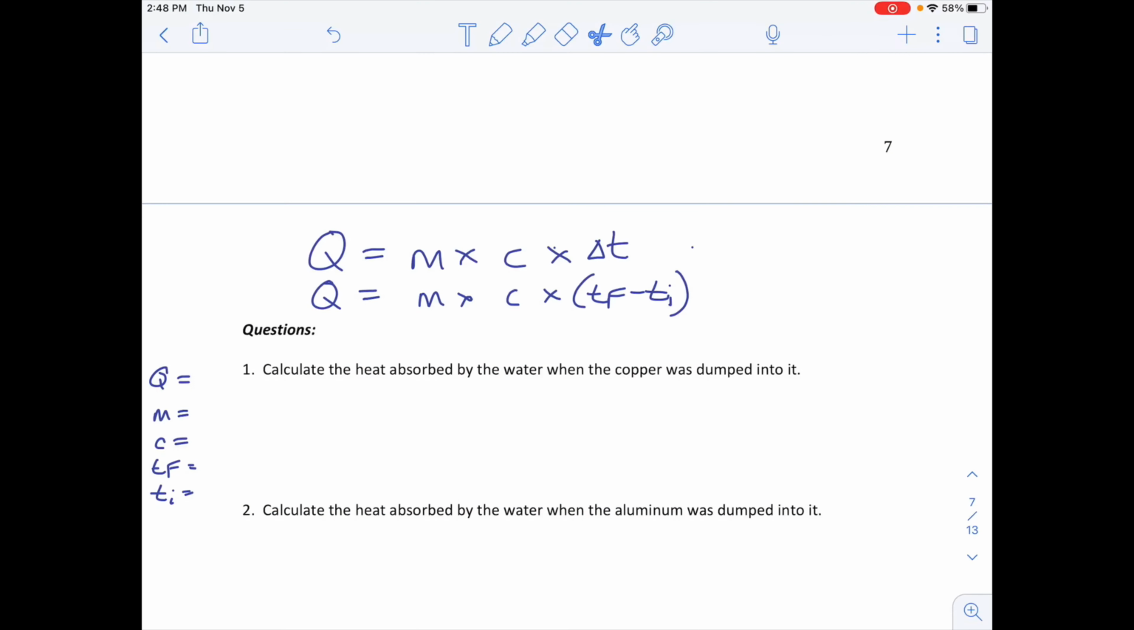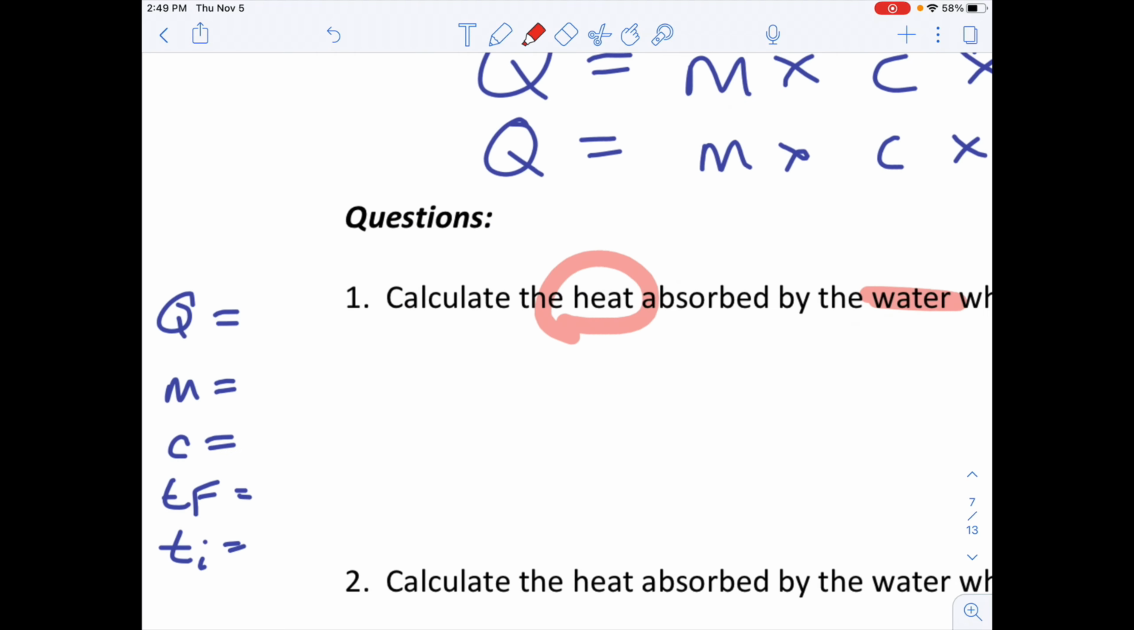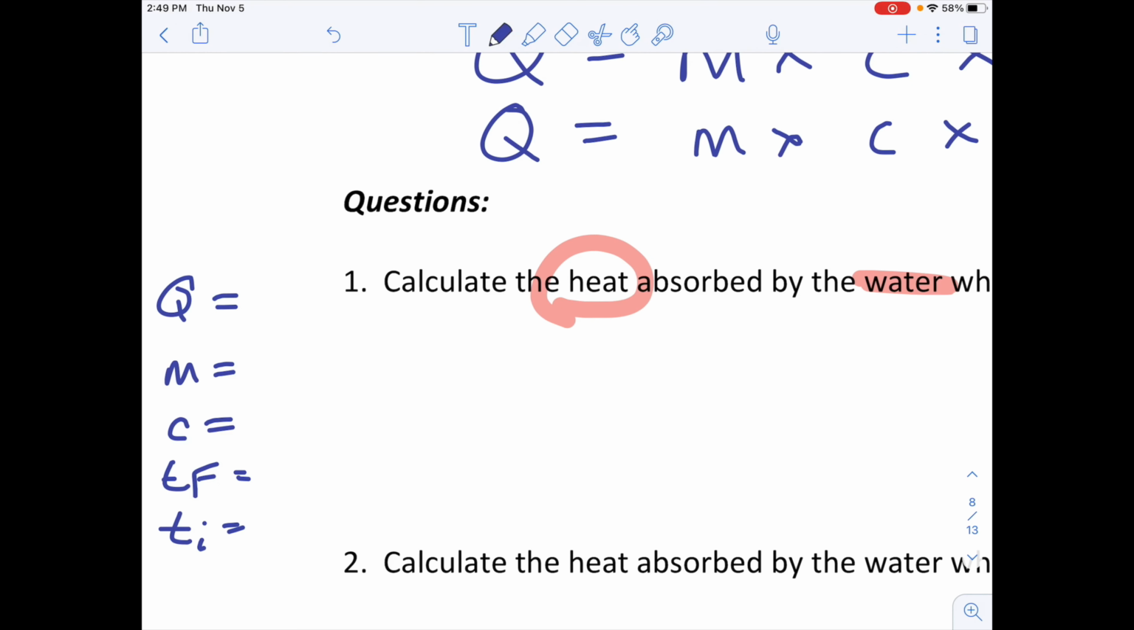Let's go through the first question together on page 8 here. It says, calculate the heat absorbed by the water when the copper was dumped into it. So we want to know about water here. First off, this is what we're solving for, so as always, we'll make that our x. This is what we want. We want heat. Heat is Q.